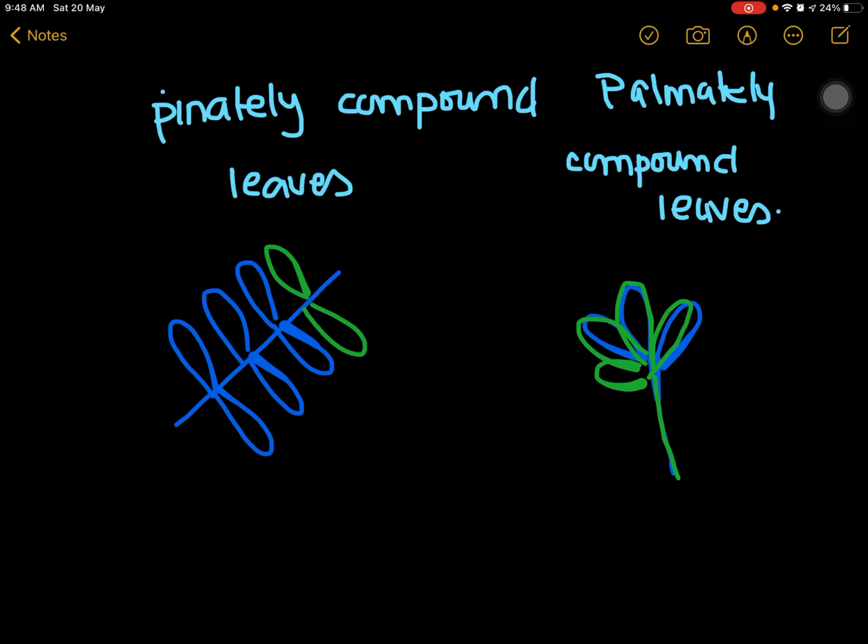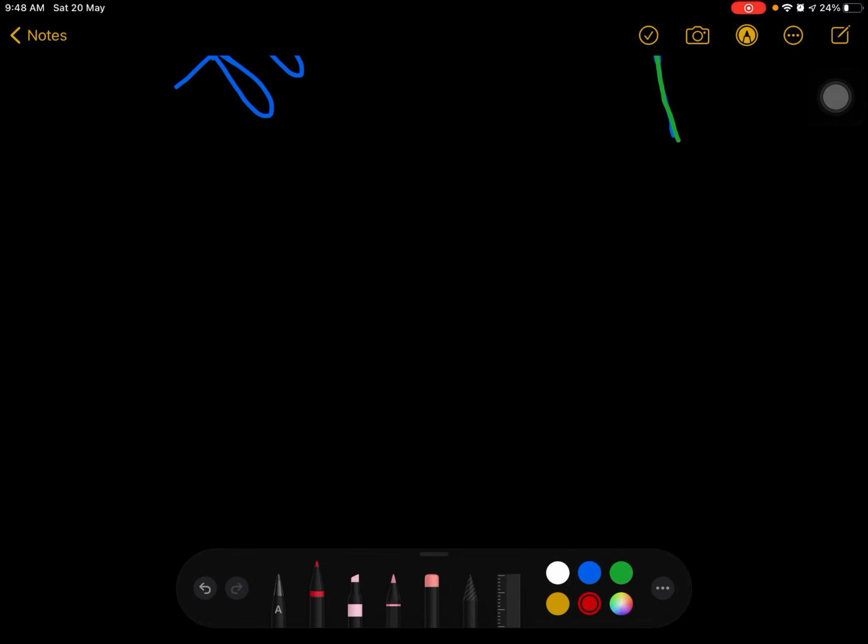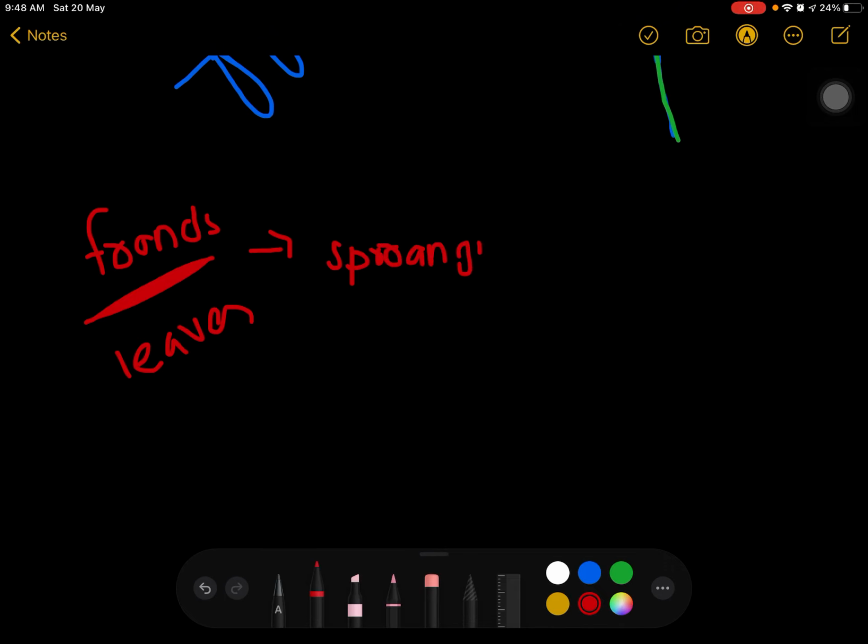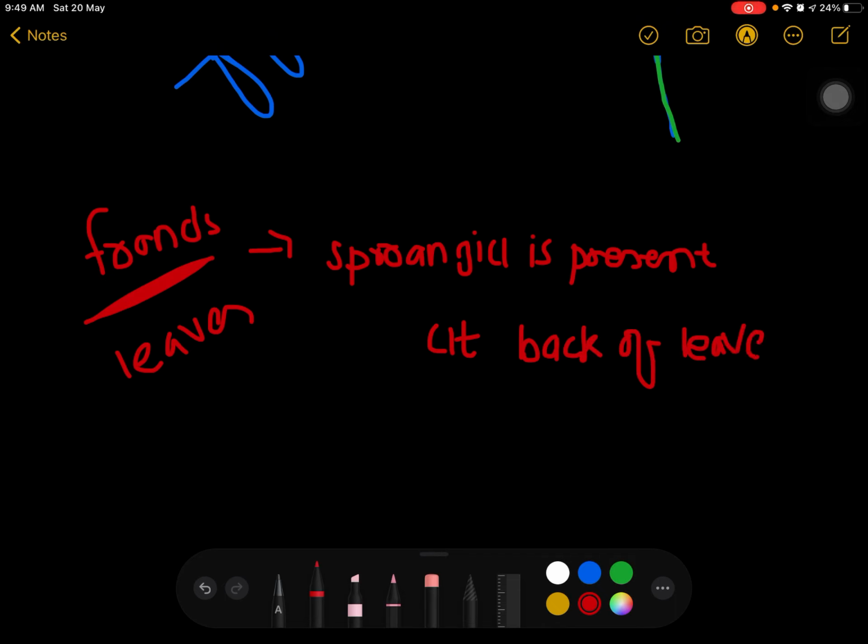Basically, the leaves of these ferns are known as fronds. Why? Because the sporangia are present at the back of the leaf, so that's why they are known as fronds.